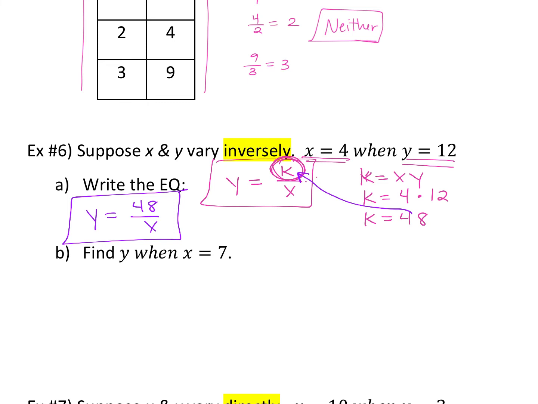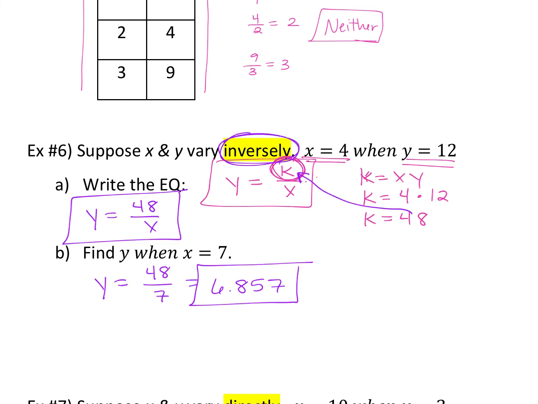Okay. Then it says find y when x is 7. What do you do? 48 divided by that x value, 48 divided by 7, and that comes out to not a beautiful number, 6.857. Okay, so really pay attention to the wording. If it says varies inversely, right, y equals k over x. If it says directly, y equals k times x.